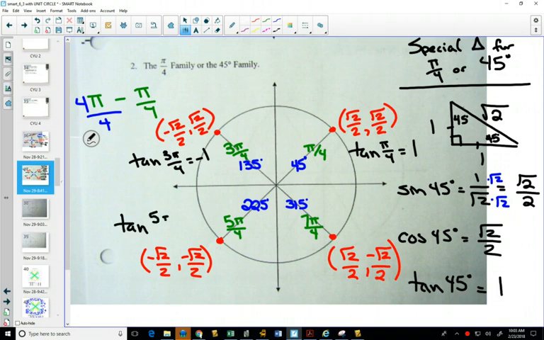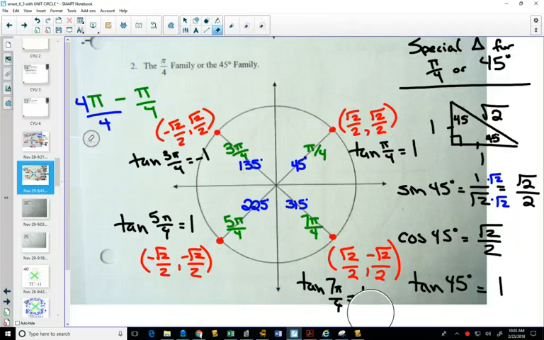Tan of 5 pi over 4. Well, tan is positive in quadrant 3. If you did sine over cos, you'd have negative root 2 over 2 divided by negative root 2 over 2. That would be 1 as well. And finally, tan of 7 pi over 4 is equal to negative 1.